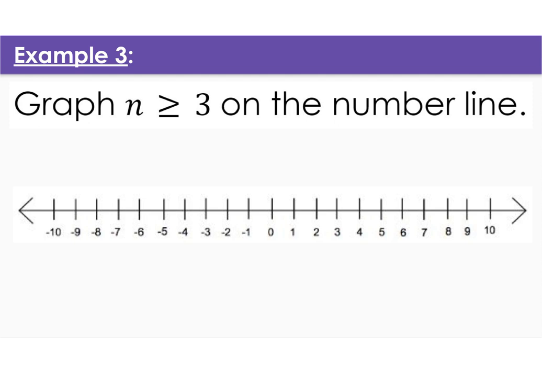N is greater than or equal to 3. So the equal to sign means I'm going to have a solid circle. And then let's plug numbers in and see which direction we go. So is 1 greater than or equal to 3? No. So that means I need to go the opposite direction of 1 with my arrow. We can also check that again. Is 5 greater than or equal to 3? Yes, it is. That means I need to go in the direction of the 5.